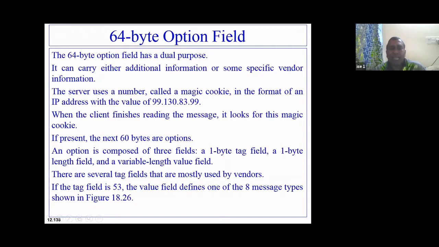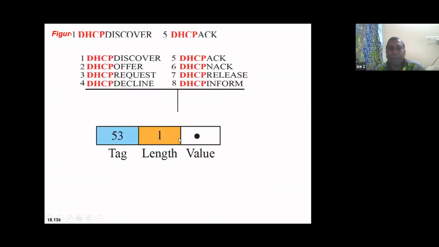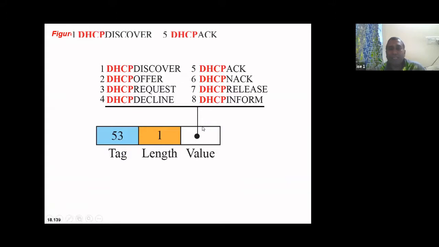So here if the tag field value is 53, it defines 8 message types. Tag value is 53, then length is 1 byte and it will have 8 values. So this is called DHCP discover, used for discovering a system or server. Then you have a DHCP offer.